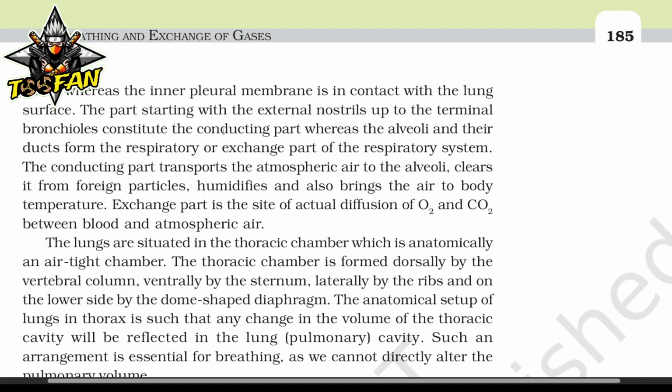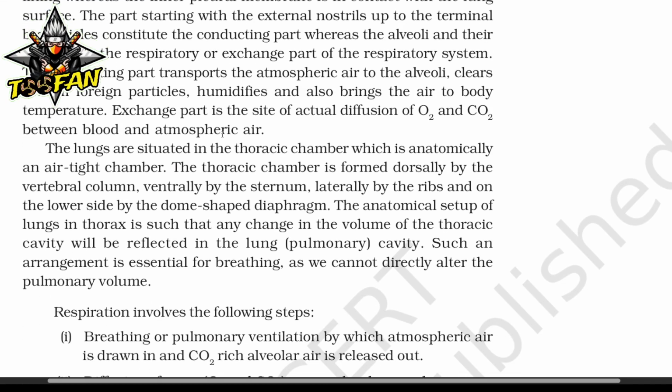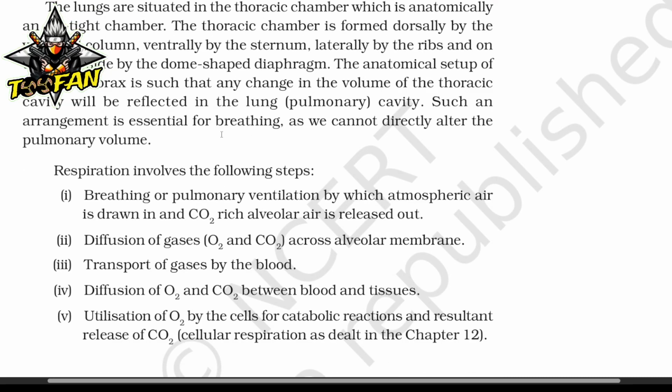The anatomical setup of the lungs in the thorax is such that any change in the volume of the thoracic cavity will be reflected in the lungs' pulmonary cavity. Such an arrangement is essential for breathing as we cannot directly alter the pulmonary volume. Respiration involves the following steps: breathing or pulmonary ventilation, by which atmospheric air is drawn in and carbon dioxide rich alveolar air is released out.